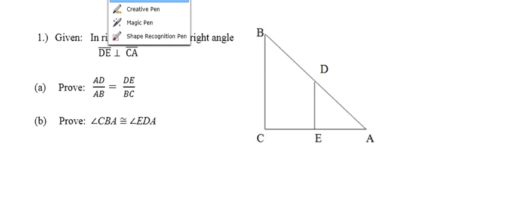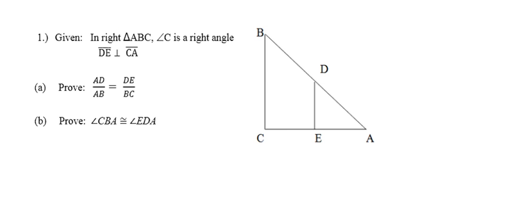So the first thing I'm going to do is, of course, go mark the givens in my proof. So angle C is a right angle, I'll mark that. Segment DE is right here, segment CA is right there. They are perpendicular, meaning that they intersect to form right angles. And then take a look at what I'm given in my proofs.